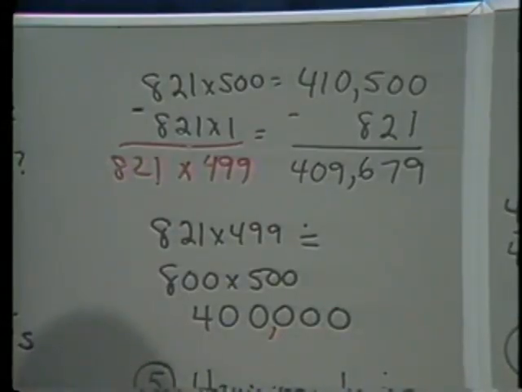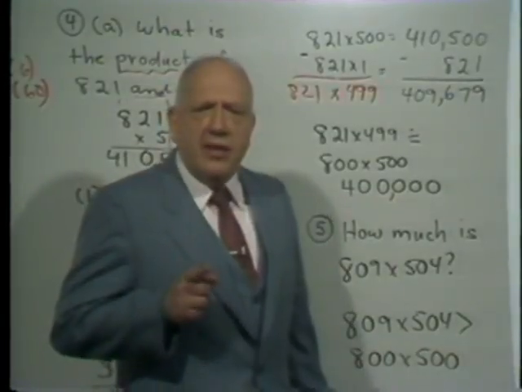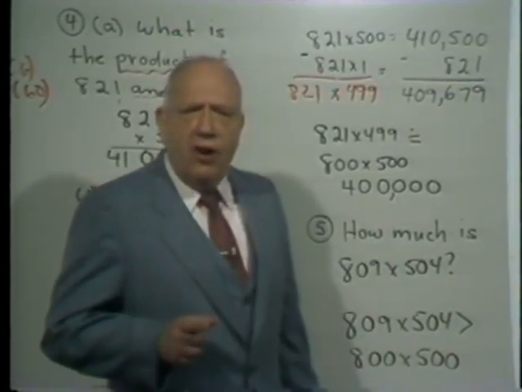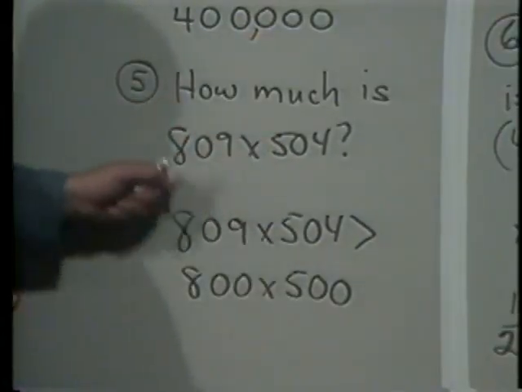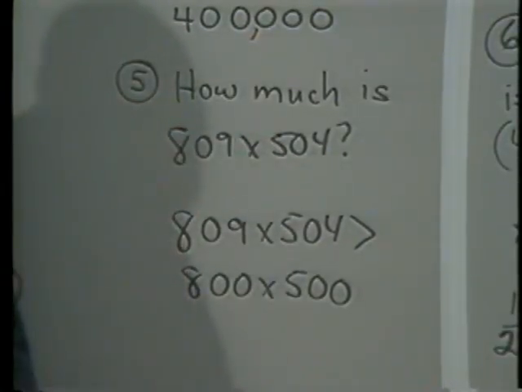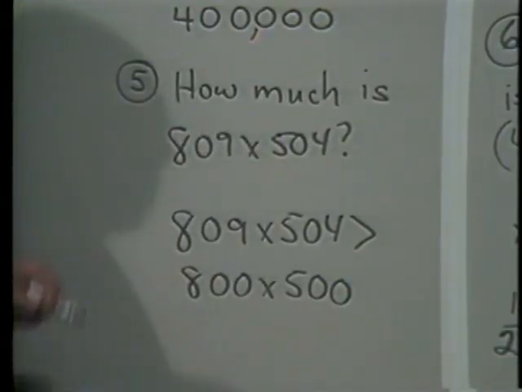And that answer is what? 400,000. Therefore, before you even start this problem, either A or B, you know that the answer you're looking for is very close to 400,000. And that can guard against making some very serious mistakes, as I tried to show you in the next exercise. The next exercise says, how much is 809 times 504? People sometimes have trouble keeping track of zeros. I'm going to show you an easy way to do this.